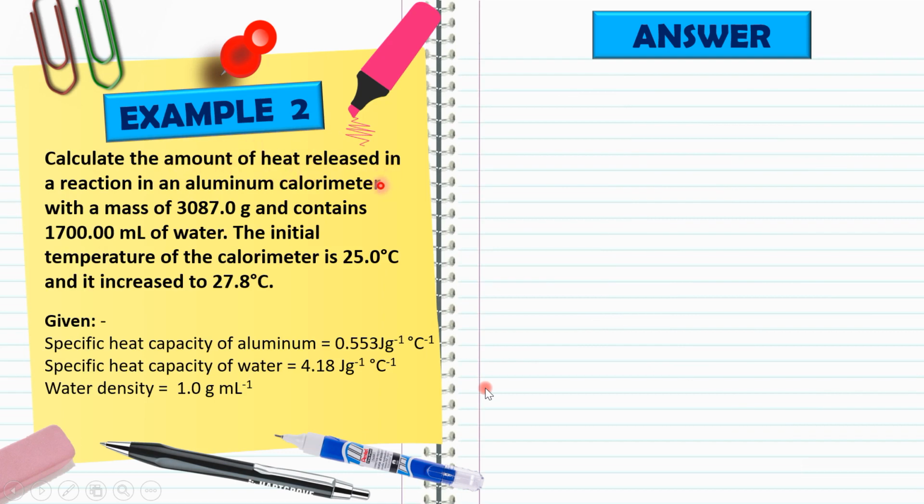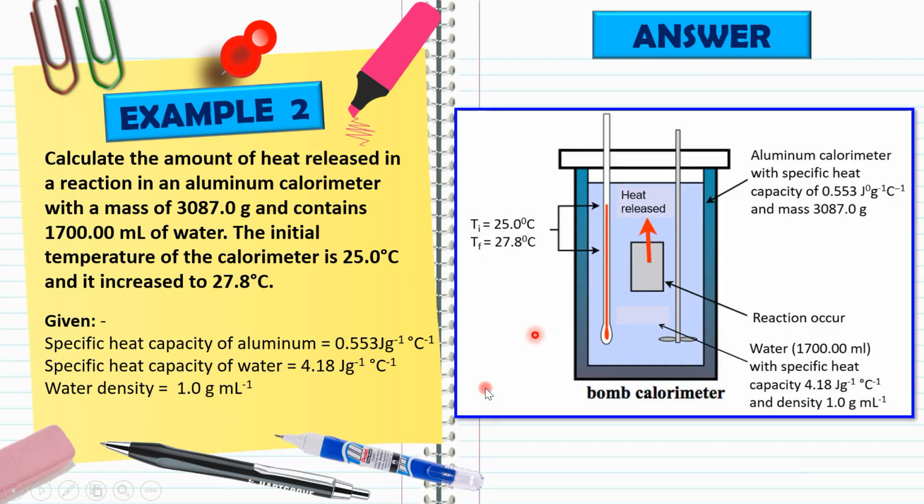Calculate the amount of heat released in a reaction in an aluminium calorimeter with a mass of 3087 gram and containing 1700 ml of water. The initial temperature of the calorimeter is 25 degrees Celsius and it is increased to 27.8 degrees Celsius. Given to you also the specific heat capacity of aluminium and the specific heat capacity of water. Water density is 1 gram per ml. Right, so this is the information that we get from the question.